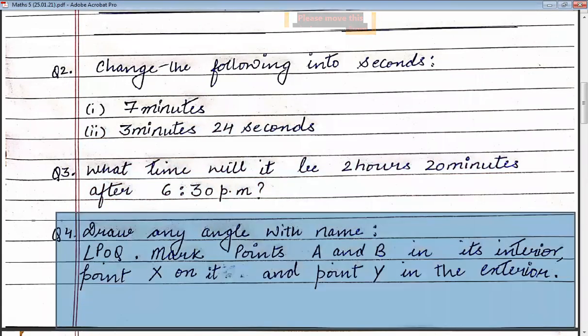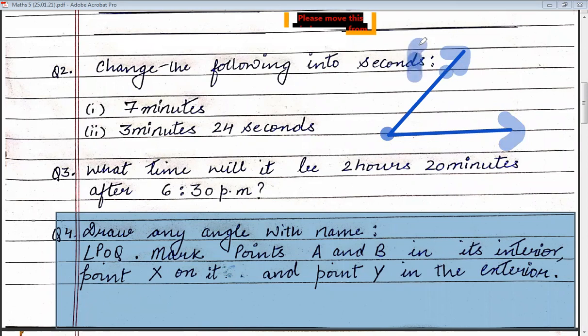Now let's see what is the question 4. Draw any angle with name angle POQ. Mark point A and B in its interior, point X on it, and Y in the exterior. So now children, what you have to do here, first you have to draw an angle. So now children, I'm drawing an angle here. Your angle is formed when it has a common vertex. Okay, so now children, let me mark the arrows because this is a ray. This is your angle and this is your common vertex, and you have to name this also.